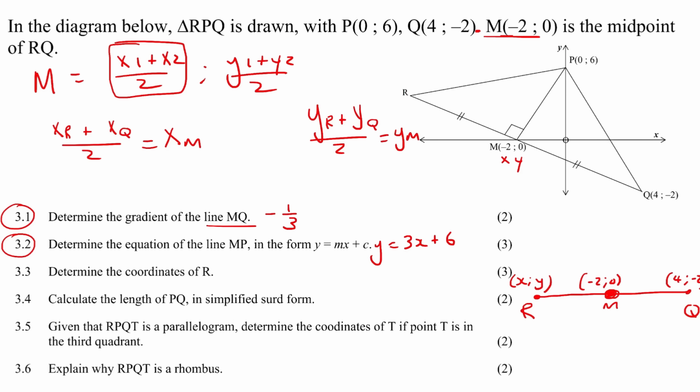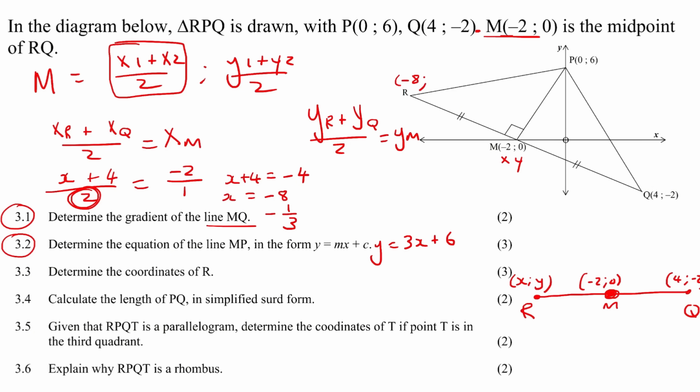And so now if we just fill into our formula, we're going to fill in x over here, plus the x value of Q is 4, and then the answer for the x value at M is minus 2. So at this step, I would just cross multiply. So what you're going to end up getting is that this is going to end up multiplying up to that minus 2. So you're going to end up getting x plus 4 equals minus 4. And then if you had to go solve for x, you should eventually end up with x equals minus 8. So the x value of R is minus 8.